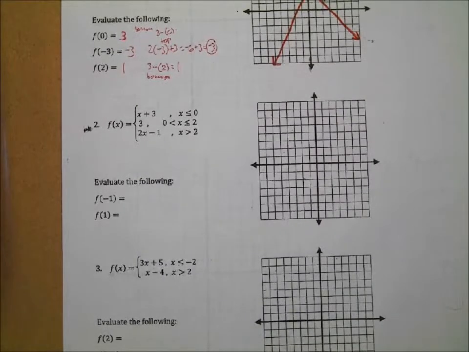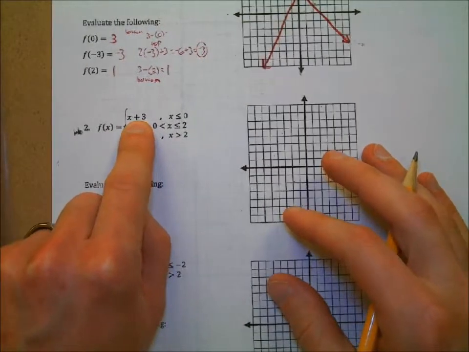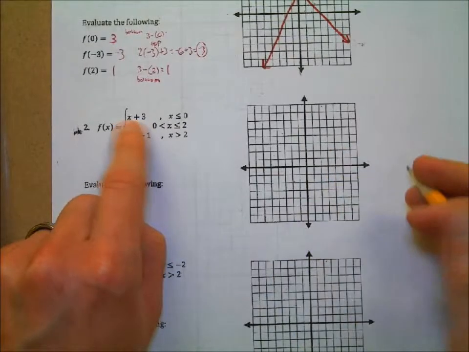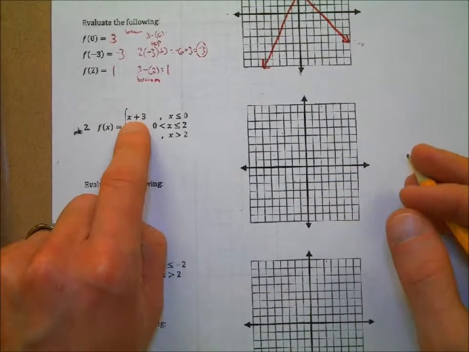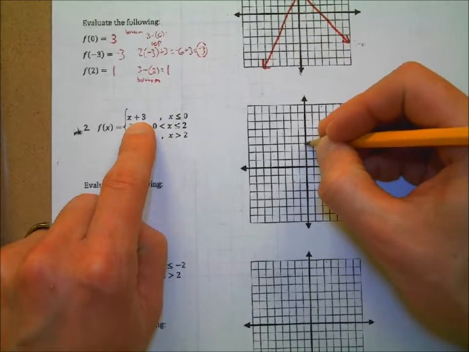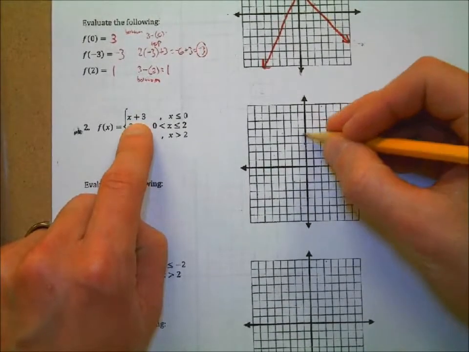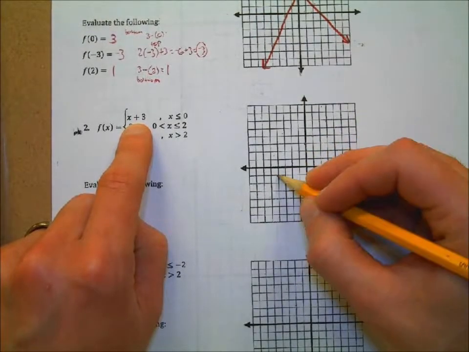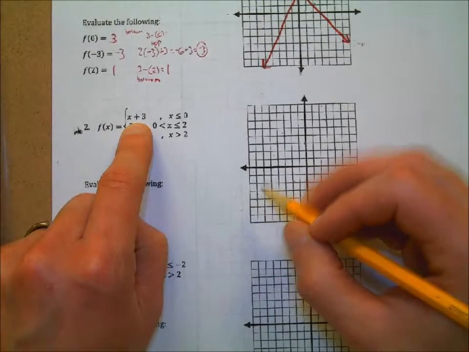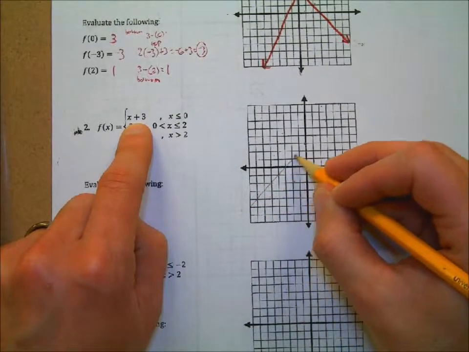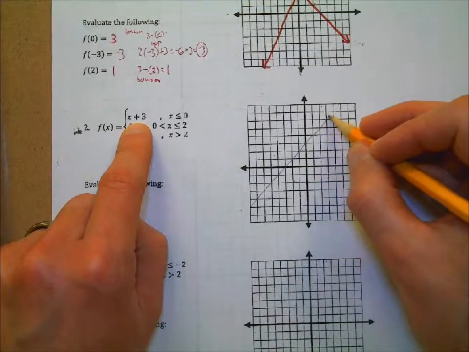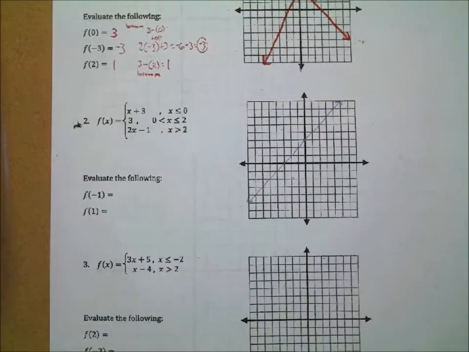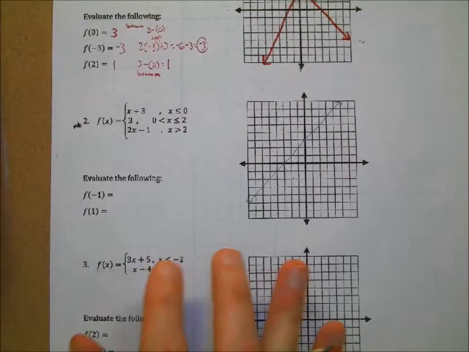Here we go. 3 pieces. Again, get your pencils. Let's graph these 3 pieces. This first piece, it's a line, right? What's the y-intercept of this line? 3. And our slope is 1, so go up 1, right 1, up 1, right 1, up 1, right 1, up 1, right 1, up 1, right 1, down 1, left 1, down 1, left 1. Connect the dots lightly.